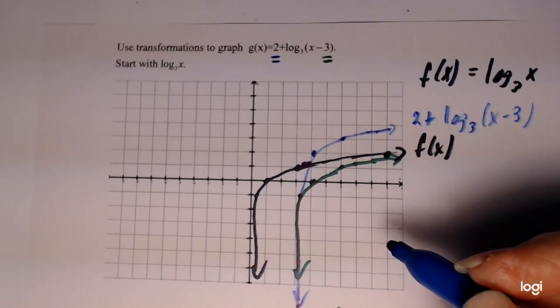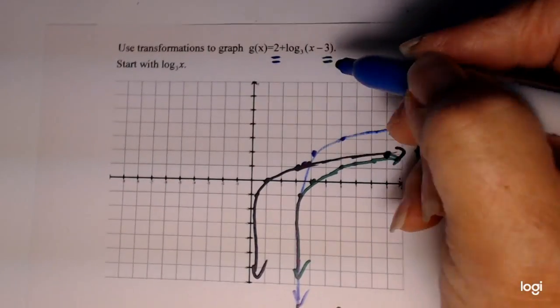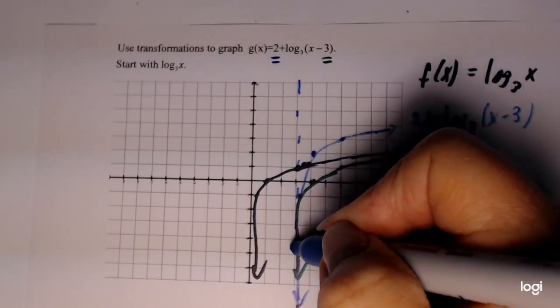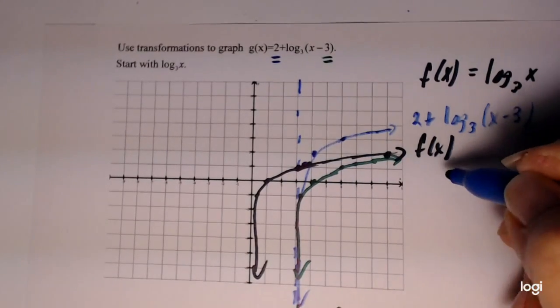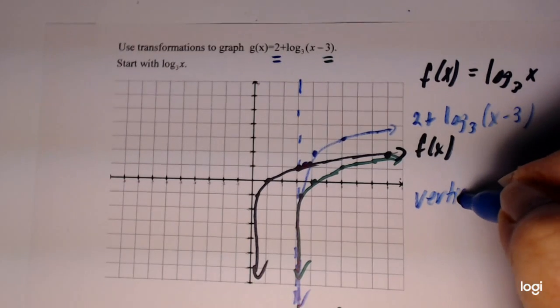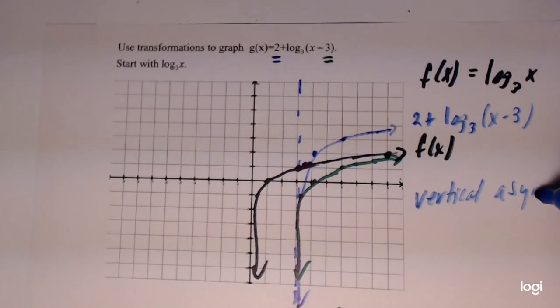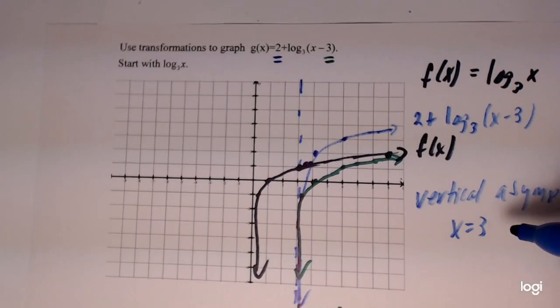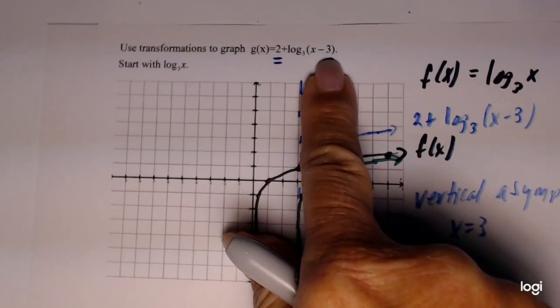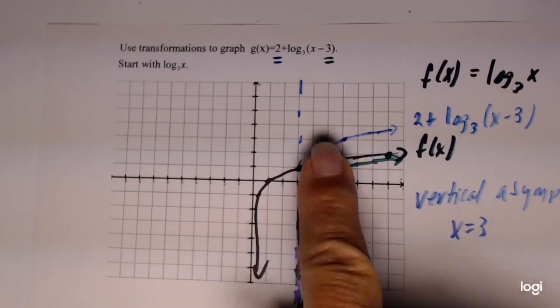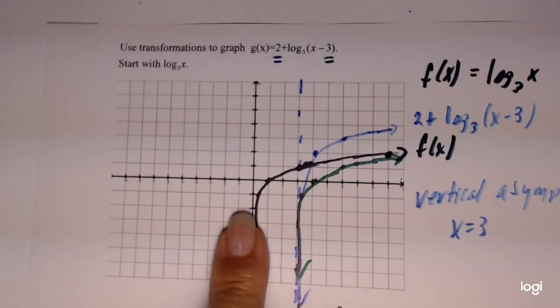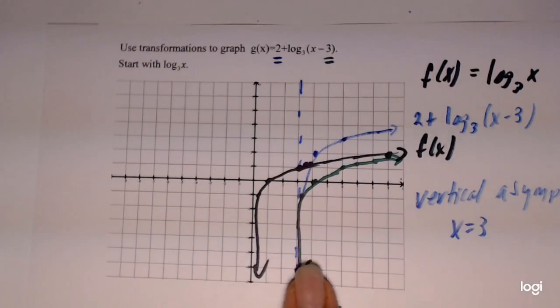So let's look at this here and identify some information. Here is our vertical asymptote. Our vertical asymptote is now x equals 3. So with this horizontal shift that we had, since our asymptote was x equals 0 originally, we've moved it over 3. Our new vertical asymptote is now going to be x equals 3.